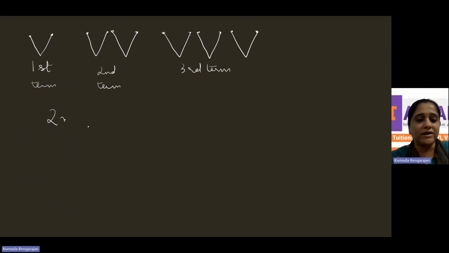Now, when you say 2n, what will you substitute for n? If you want to find the number of matchsticks you need to make the 75th term, then n will be 75. So the number of matchsticks will be 2 into 75, which is 150.